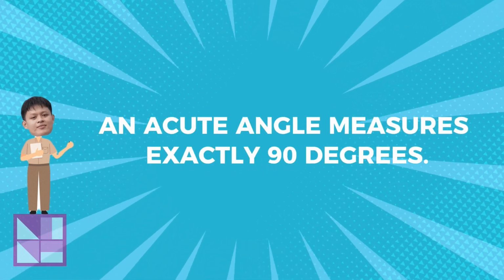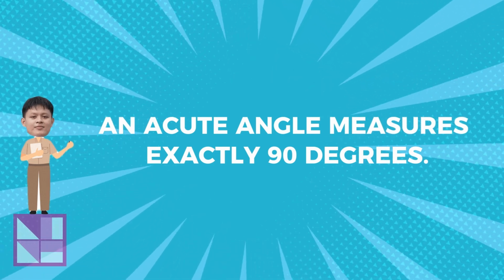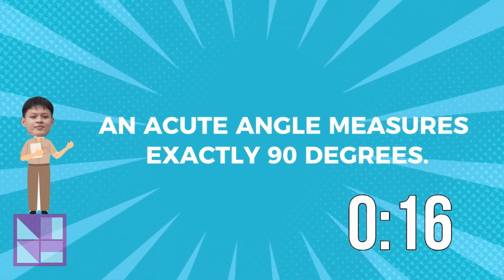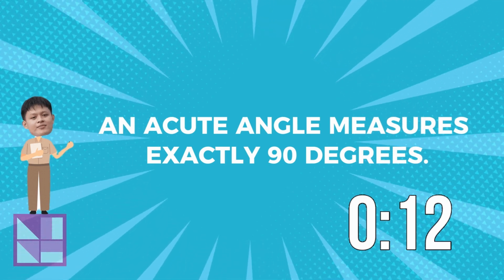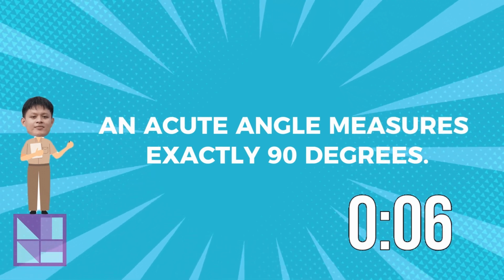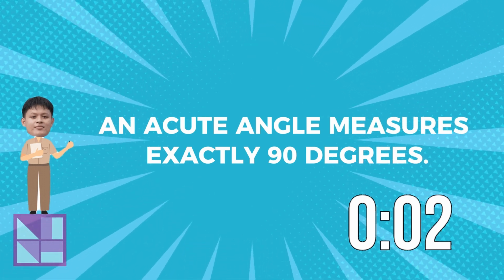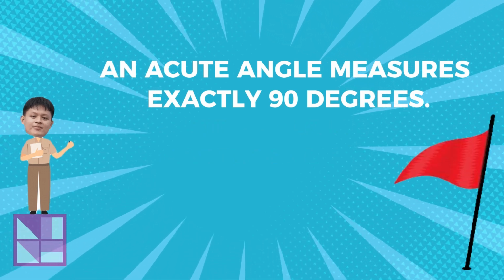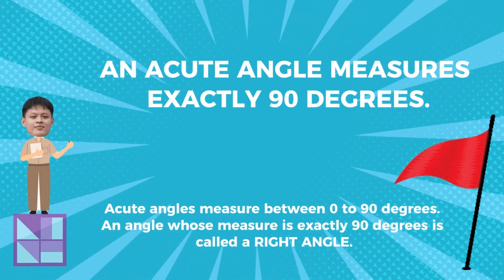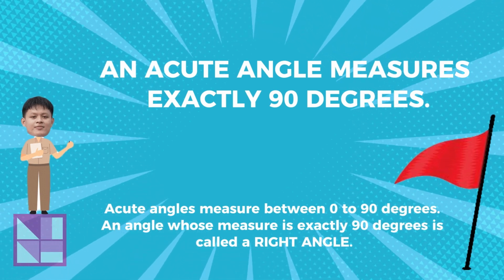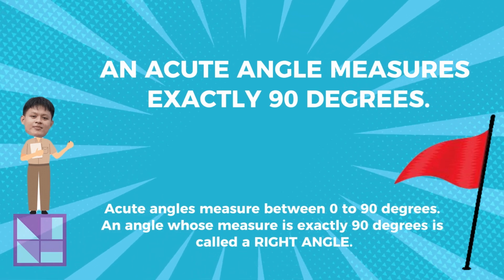Item number 1. An acute angle measures exactly 90 degrees. Green flag or red flag? Time's up. The correct flag is red flag. Acute angles measure between 0 to 90 degrees. An angle whose measure is exactly 90 degrees is called a right angle.